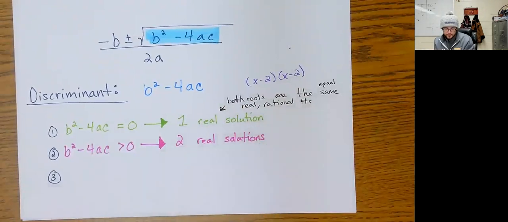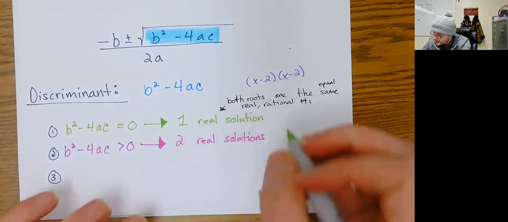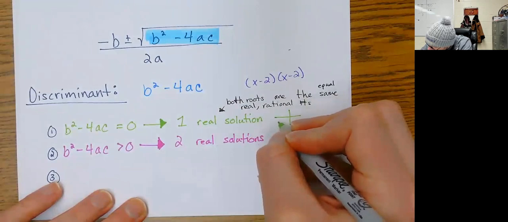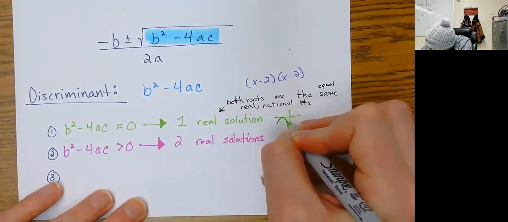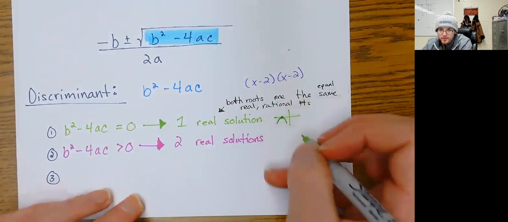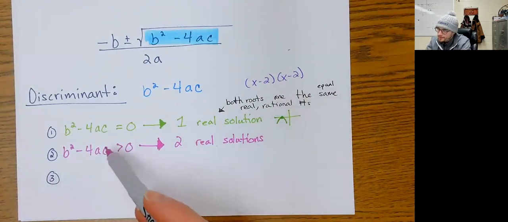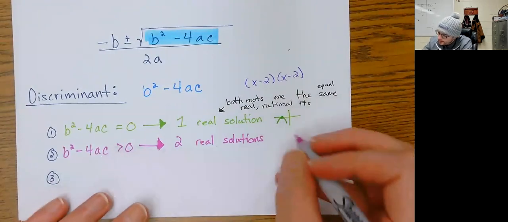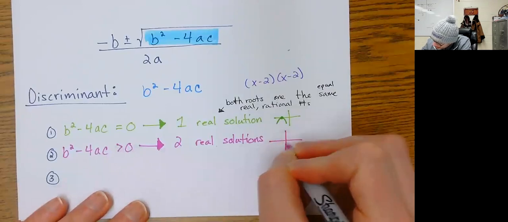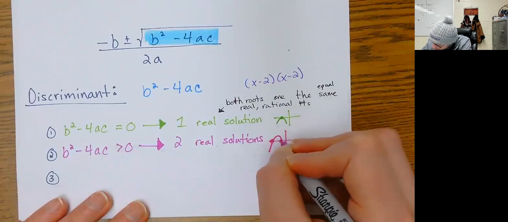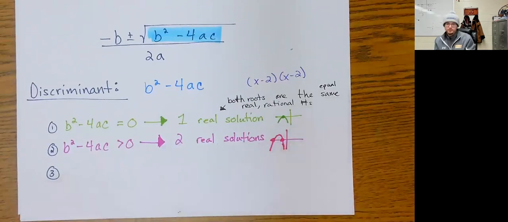Also, I want to point out, what does this mean on a graph? For this one, it comes up and touches, but does not cross. It touches at one x-intercept. If the discriminant is bigger than 0, that means it's going to cross and have two solutions.